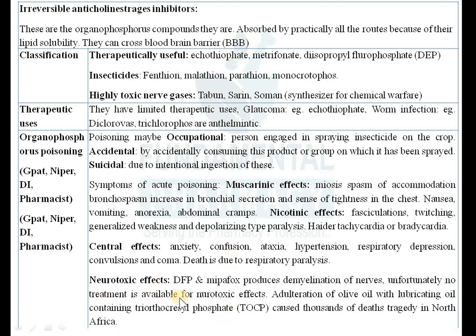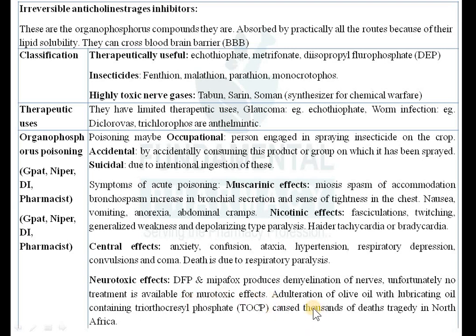Then neurotoxic effect: DFP and mipafox produce demyelination of nerves. जो आपका माइलिन कवरिंग होता है, माइलिन शीट होता है आपके न्यूरॉन्स के ऊपर, that will be lost. So there will be demyelination of neurons because of these pesticides. Okay, unfortunately there is no treatment. Once there is demyelination, there is no treatment available for the neurotoxic effect of these pesticides.